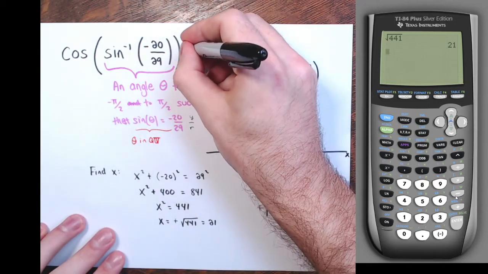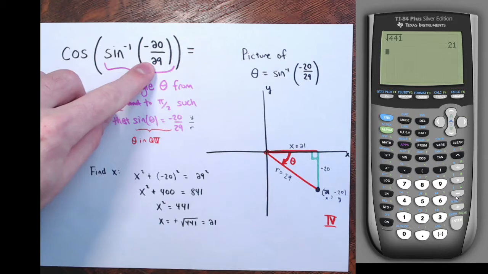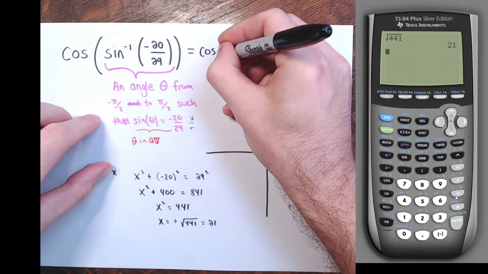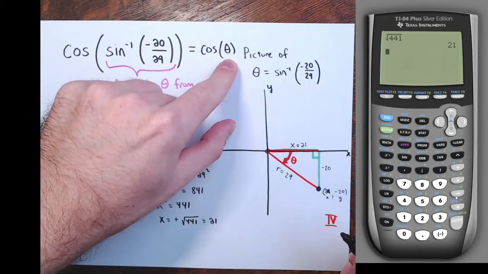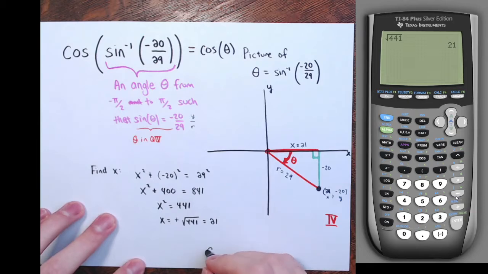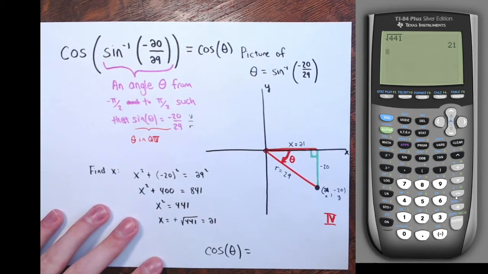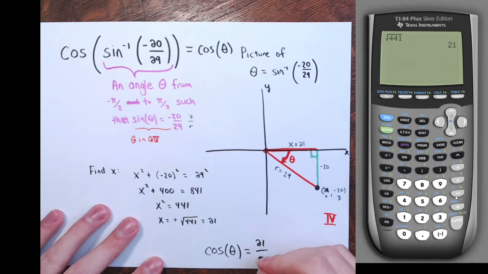We're asked for the cosine of this inverse sine of negative 20/29, or the cosine of this angle I called theta. In my picture, the cosine of theta, the cosine of this inverse sine of negative 20/29, is x over r, adjacent over hypotenuse, 21/29ths.